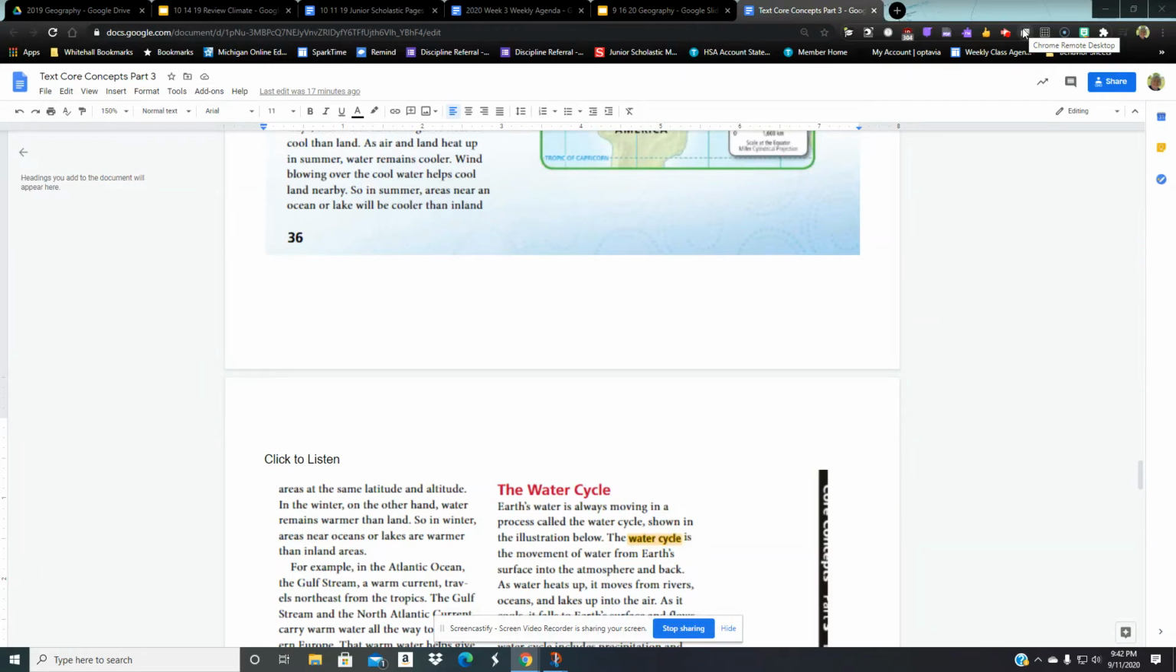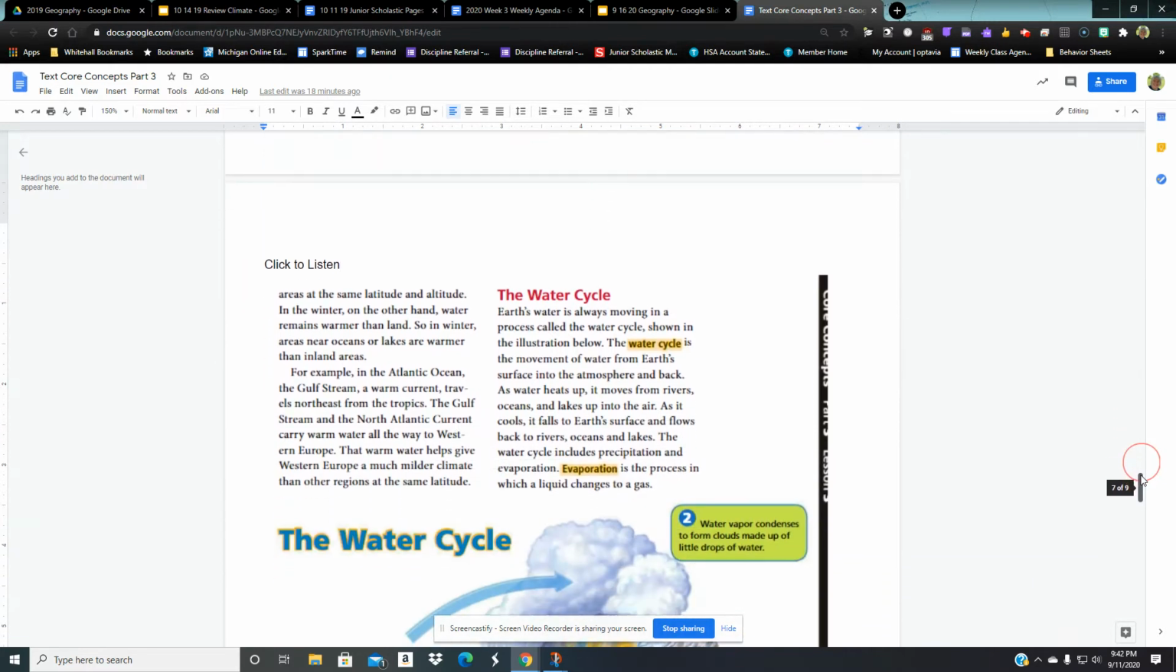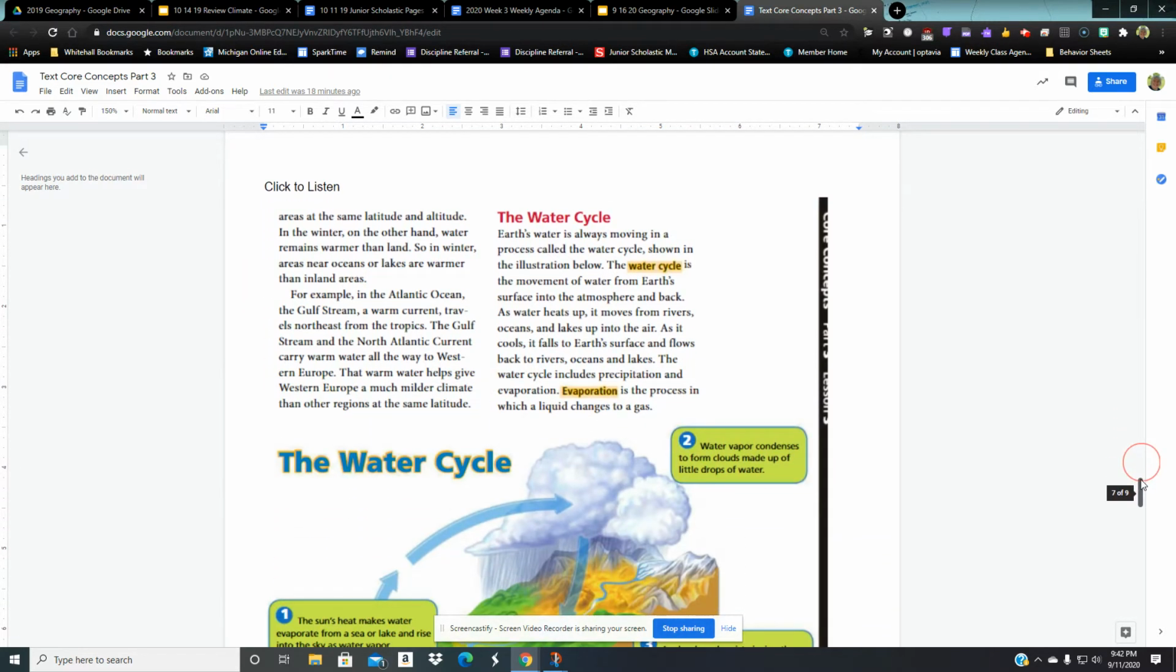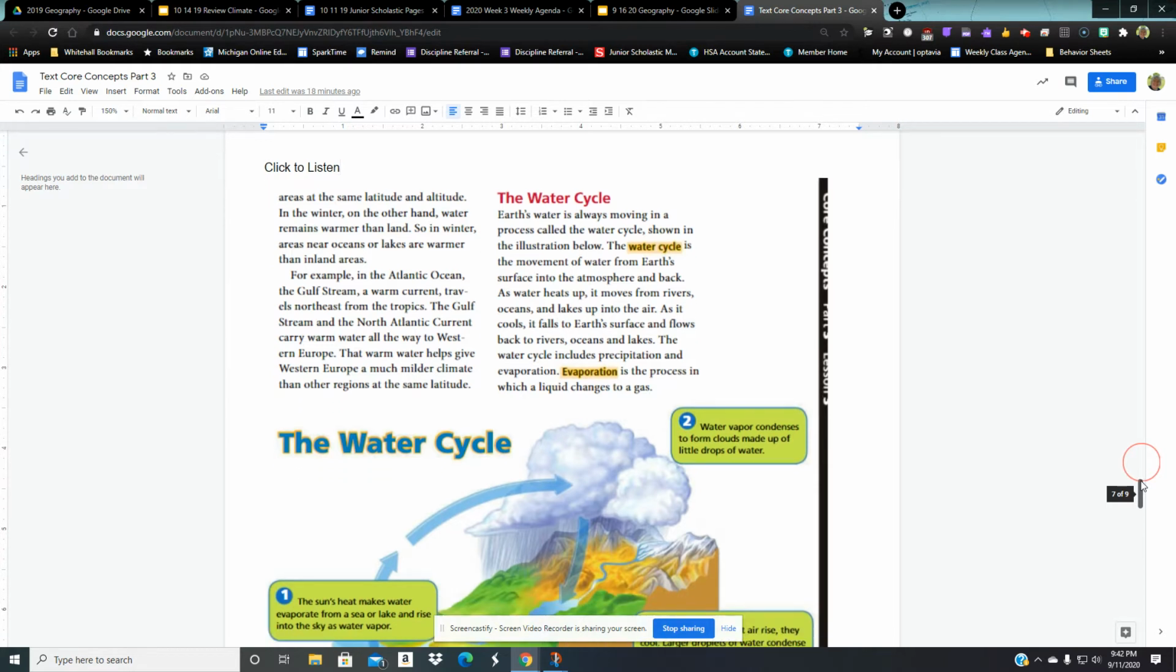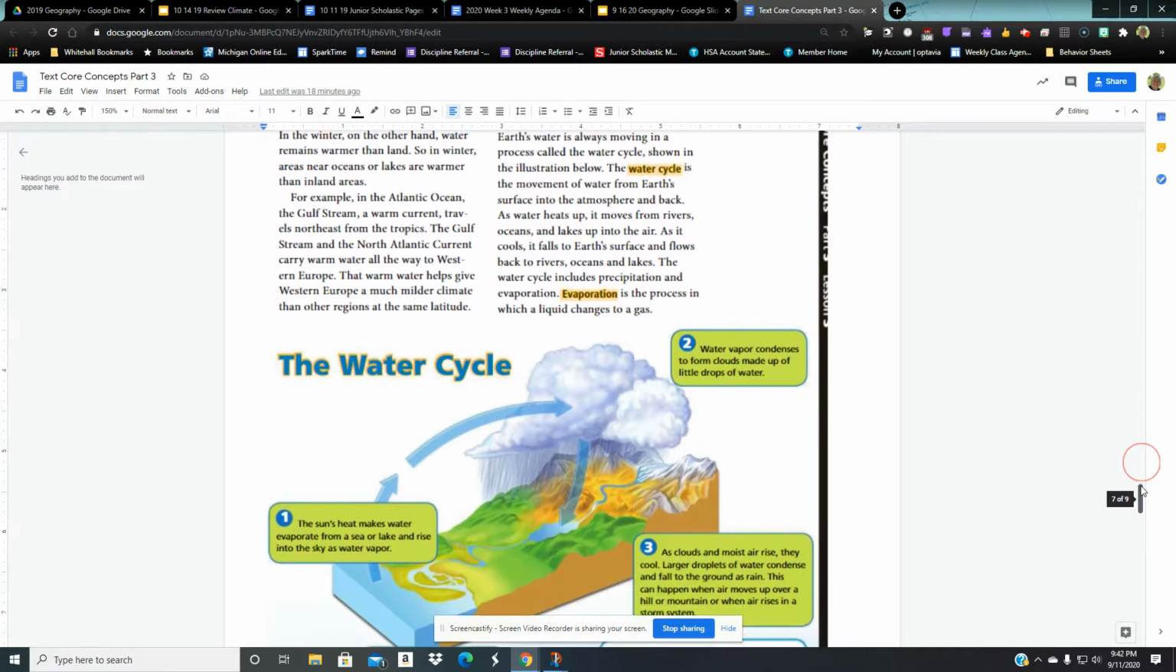So the last page was about how in the summer, areas near an ocean or lake will be cooler than inland areas at the same latitude or altitude. In the winter, on the other hand, water remains warmer than land. So in winter, areas near oceans or lakes are warmer than inland areas.